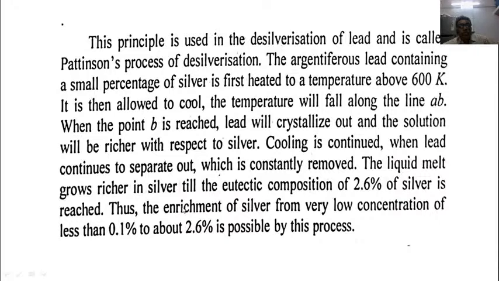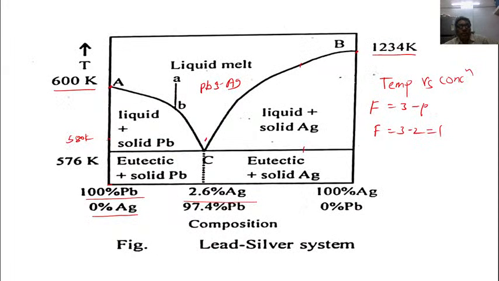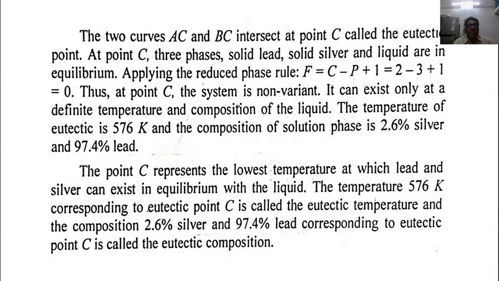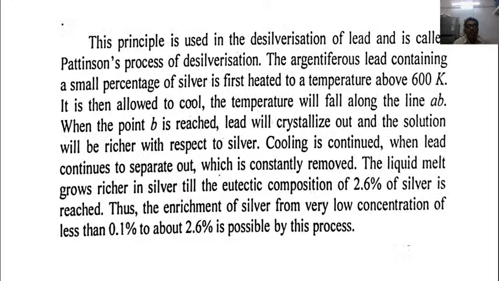The liquid melt grows richer in silver. That liquid melt will consist of the silver. You can see along this BC, that liquid melt is richer in the silver. And when the point C is reached, the silver composition is 2.6% silver, and lead composition is 97.4% of the lead. In this way, lead gets separated from the silver, which is constantly removed.